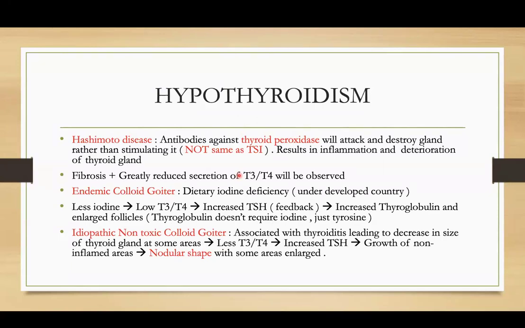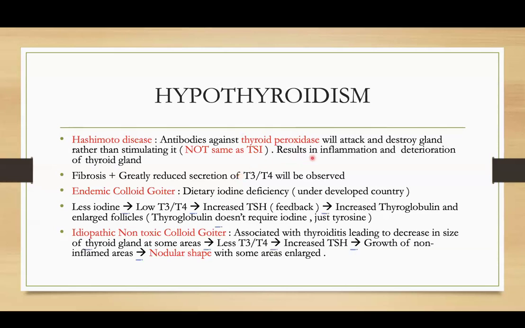So its antibodies against thyroid peroxidase will attack and will destroy the gland rather than stimulating it. It's not the same as TSI. TSI would bind to the TSH receptors and stimulate the gland more than it should be. But these antibodies are different. They basically destroy thyroid peroxidase, which is the same as iodine peroxidase. It's the same enzyme. It's just a different name for it. And it destroys the gland. It doesn't overstimulate it, it just destroys it.